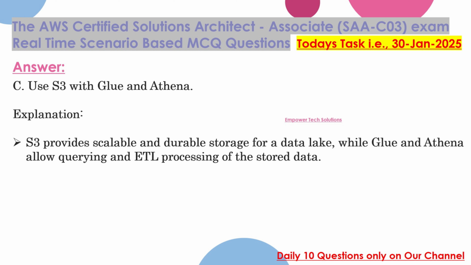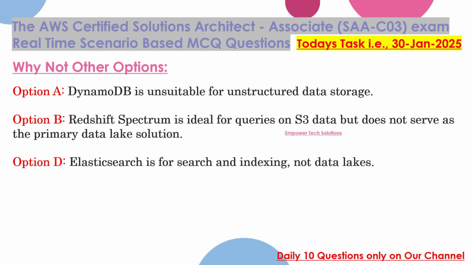Correct answer: C. Use S3 with Glue and Athena. Explanation: S3 provides scalable and durable storage for a data lake, while Glue and Athena allow querying and ETL processing of the stored data. Why not other options? Option A, DynamoDB is unsuitable for unstructured data storage. Option B, Redshift Spectrum is ideal for queries on S3 data but does not serve as the primary data lake solution. Option D, Elasticsearch is for search and indexing, not data lakes.